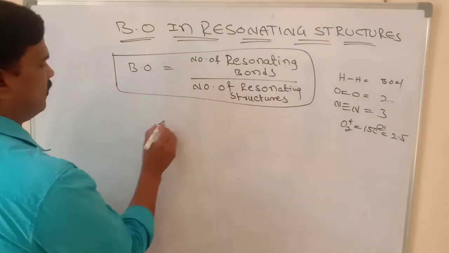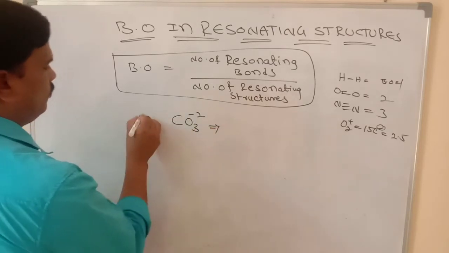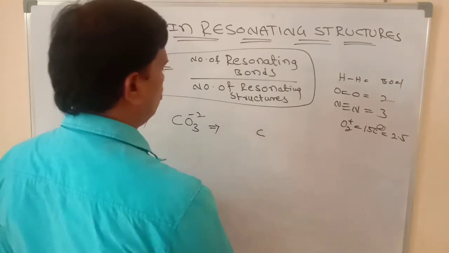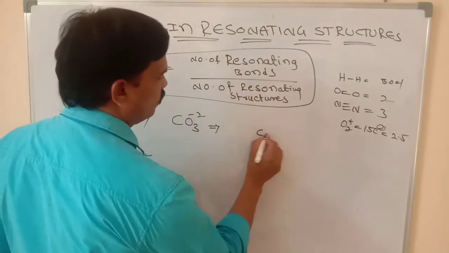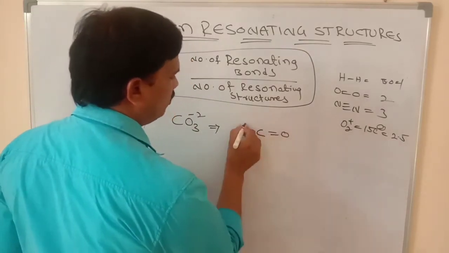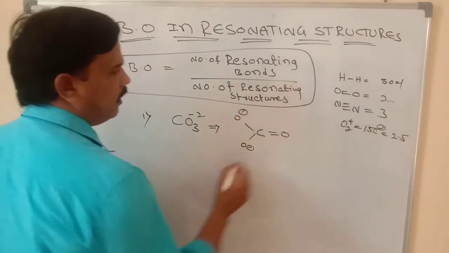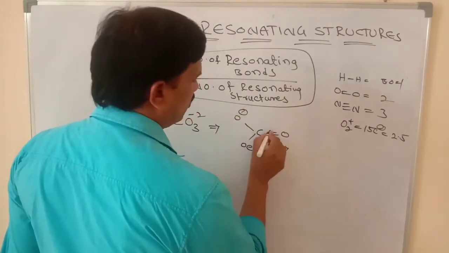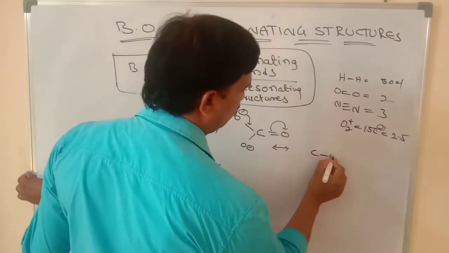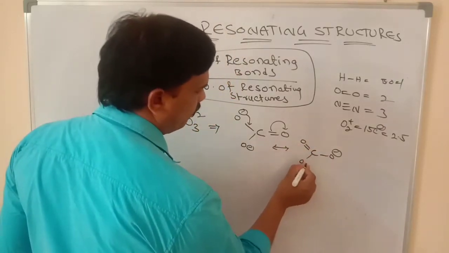But in a resonating structure, for example CO3 2-, first example, how to calculate the bond order. But we should know how to write the resonating structure. CO3 2-: how many oxygens are there around the carbon? Three oxygens are there, and two oxygens have a negative charge, so O minus. I want to write its resonating structure. If this bond is moving to this side, this oxygen gets the double bond, and this is O minus.